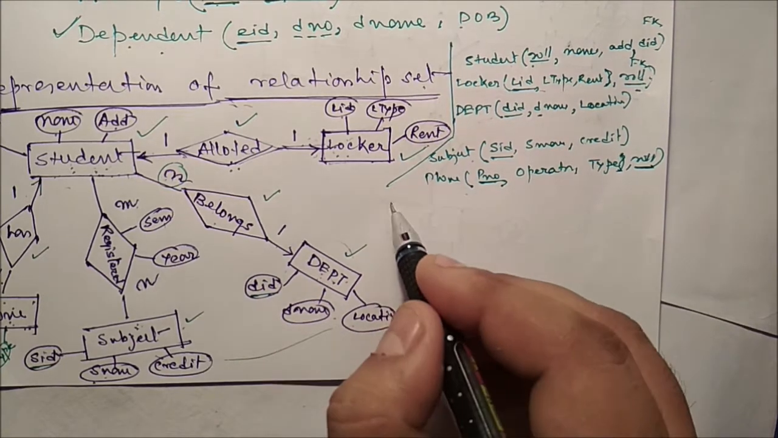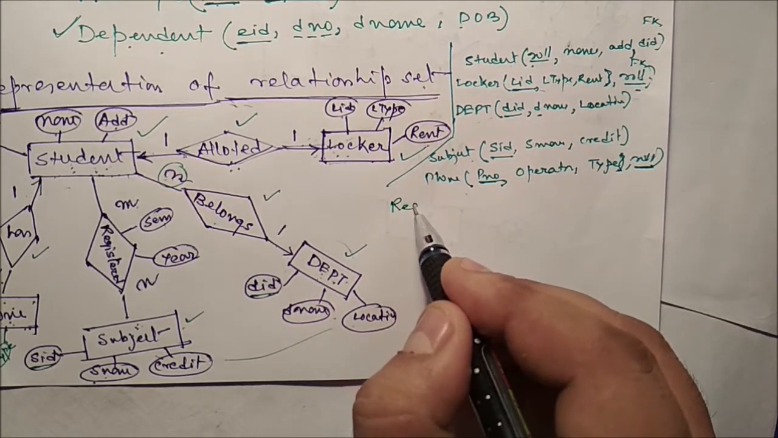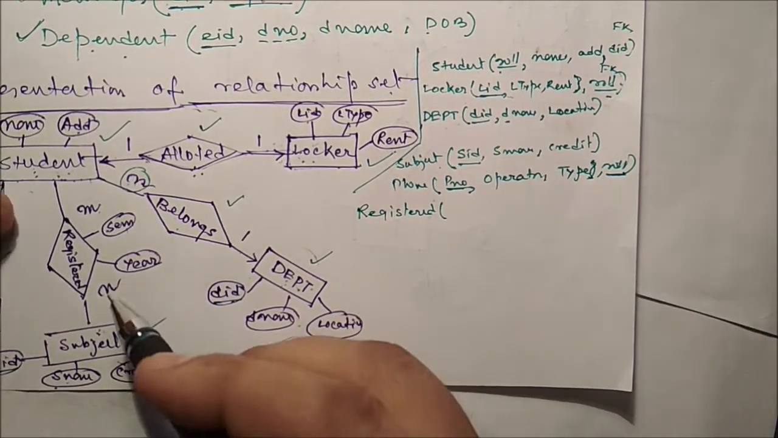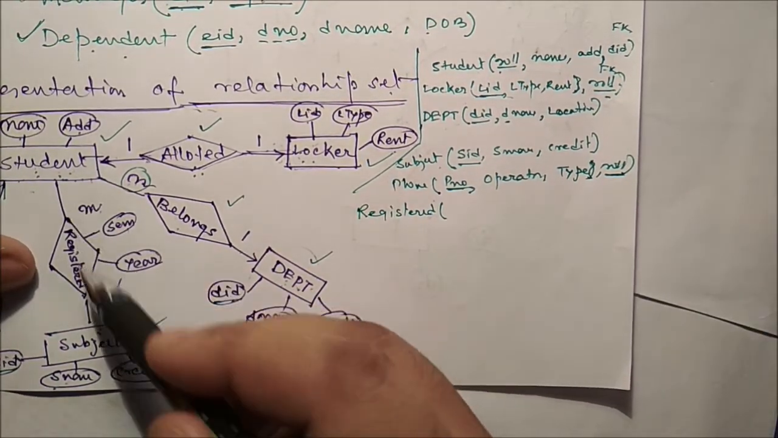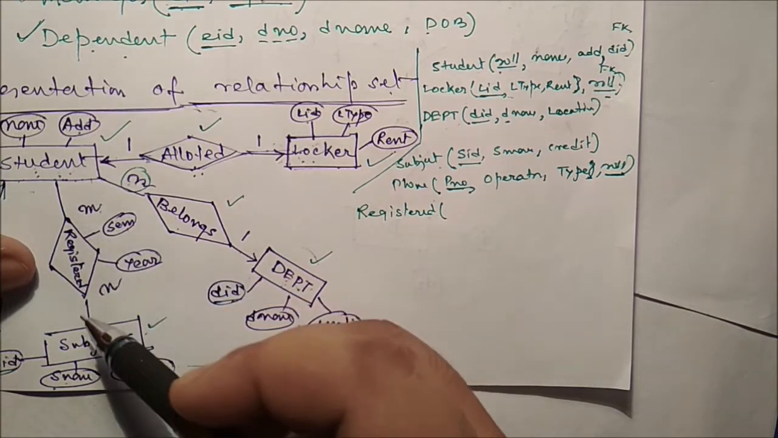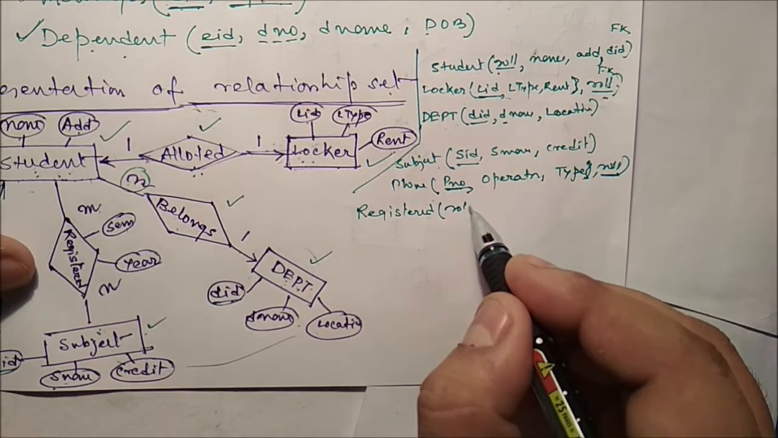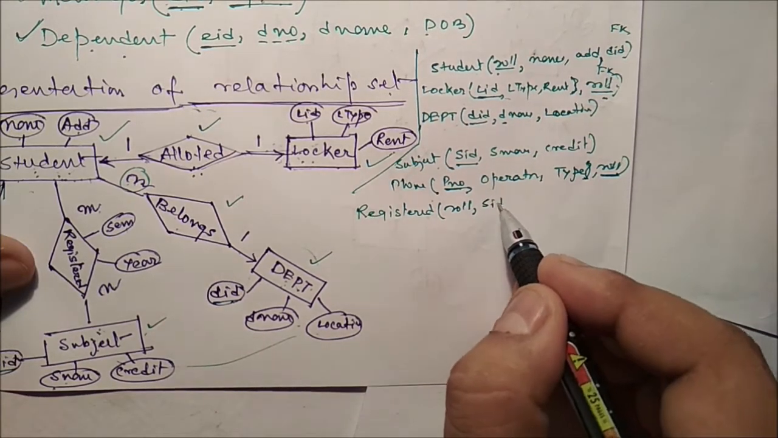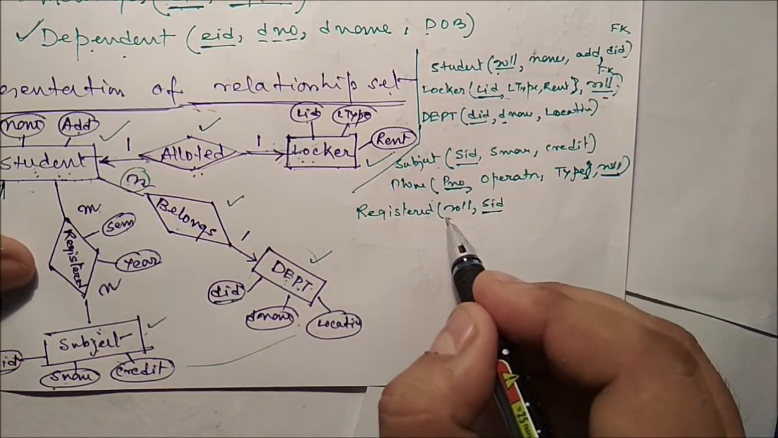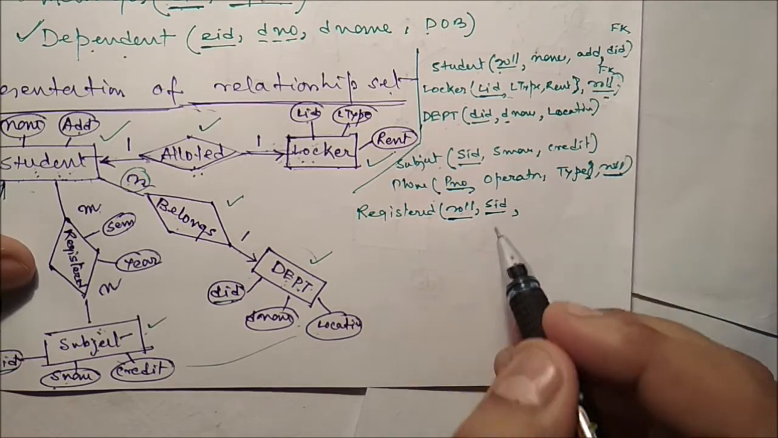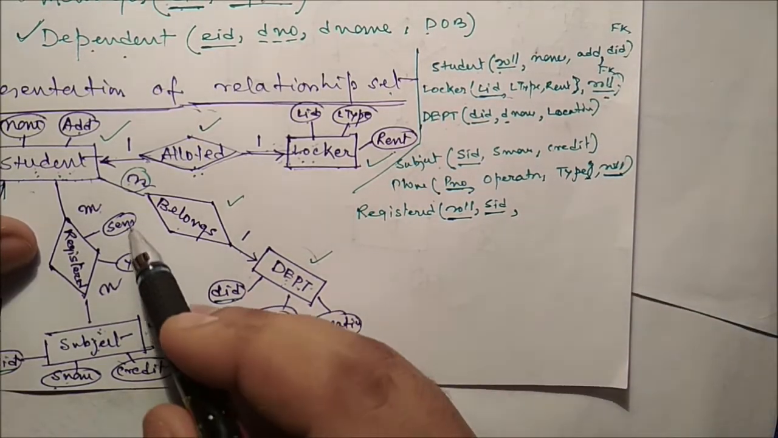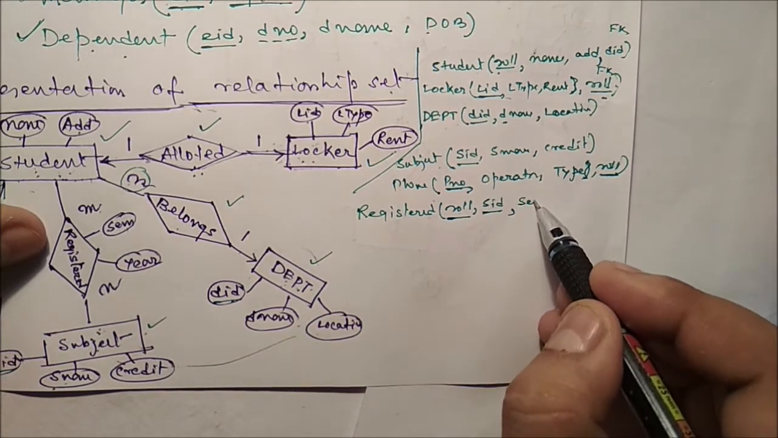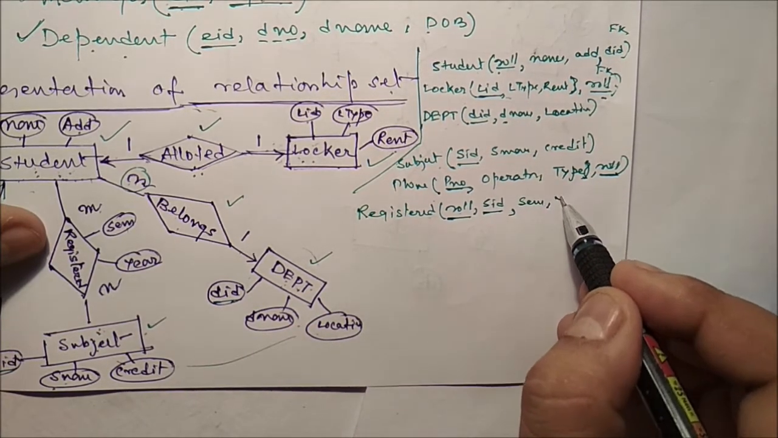So we need a separate table registered, where we have to put the primary key from both the relationship entity sets. Say we need roll number as a foreign key, subject ID as a foreign key, and together we have to form the primary key. With the help of these two we form the primary key. And here descriptive attributes are there, say semester and year. So here you have to put the semester and the year.